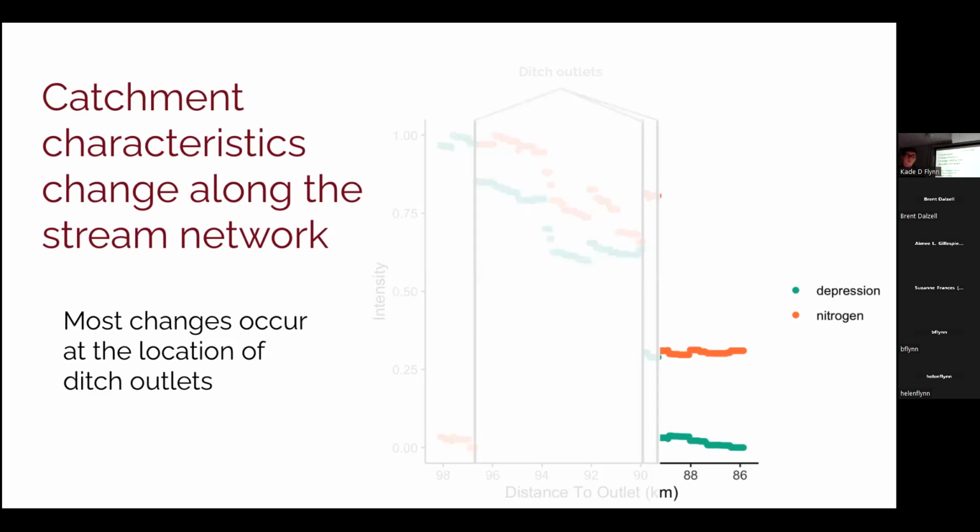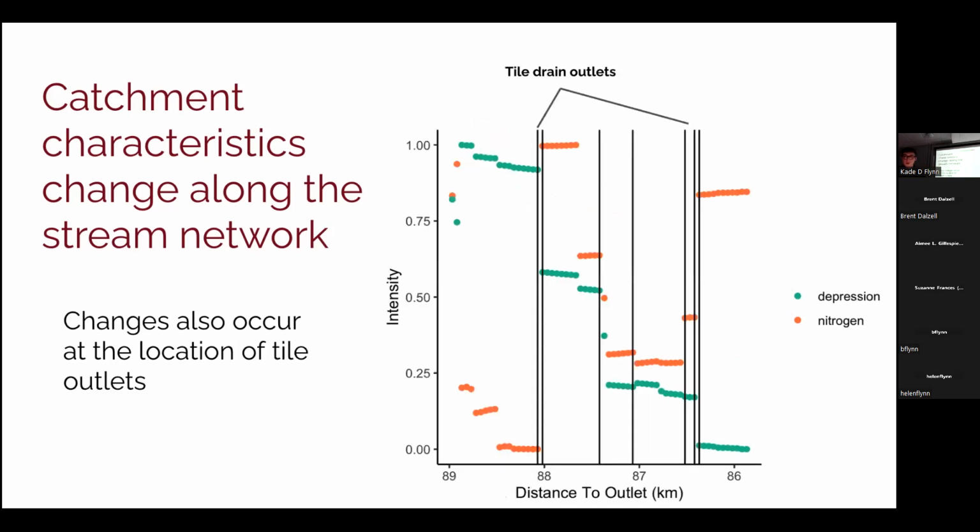If we rescale these land attribute values here and plot them with the location of these tile drain outlets, we see that changes are also occurring at these locations, at a much smaller magnitude. But for some of these tile drain outlets, we have this change in the characteristics of the landscape draining to these stream measurement points. Some of these tile outlets, we see more variability, either because they're draining larger catchments or areas that are more distinct from the surrounding landscape.